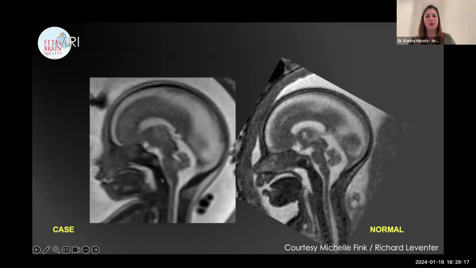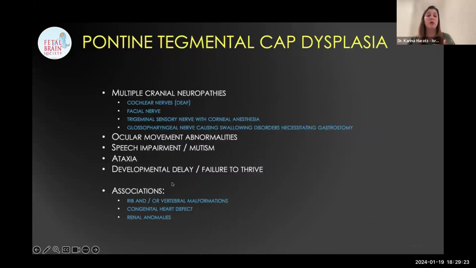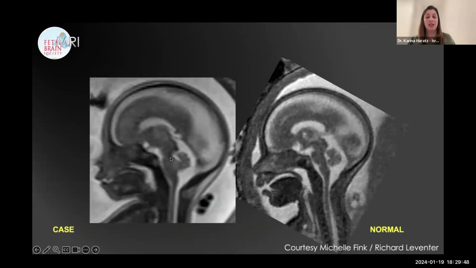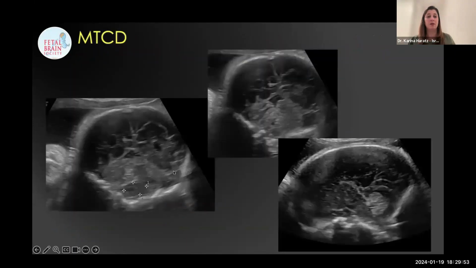Okay, so this is a cap. The cap may be located at the level of the pons or at the level of the medulla, and we call it either pontine or tegmental cap dysplasias. So these are part of the cranial neuropathies, and they will affect the nerves, the nuclei and the cranial nerves, and they will have ocular, speech, and movement abnormalities, and they may have quite a bad prognosis. So remember to check also how this pons looks in its posterior aspect.